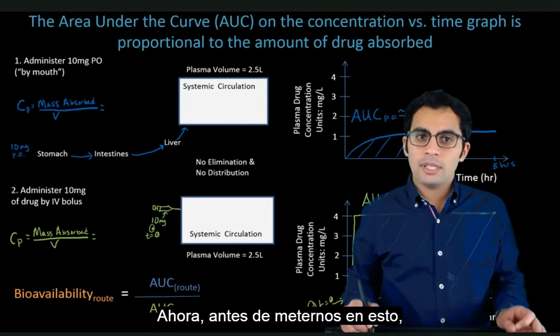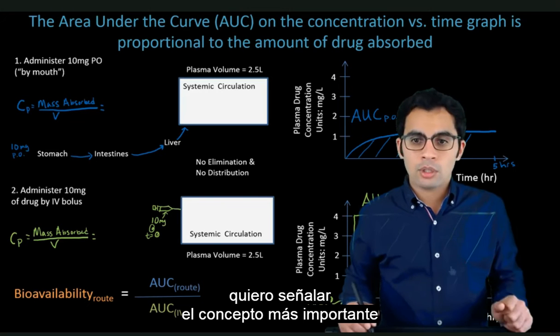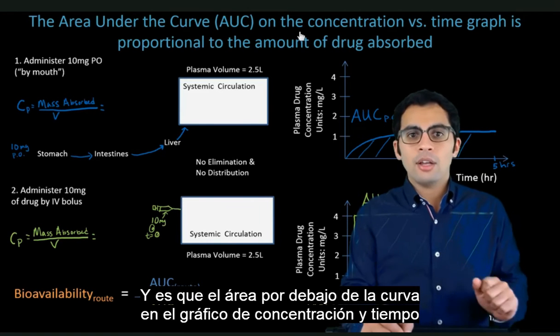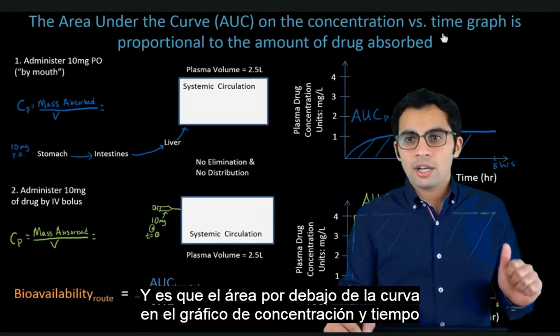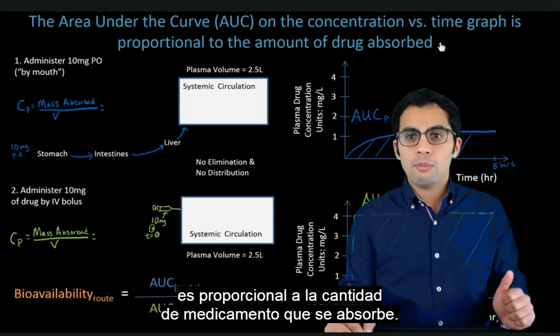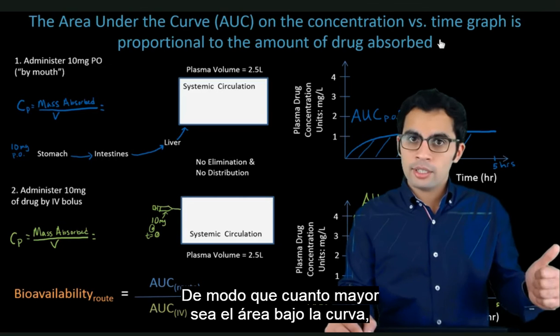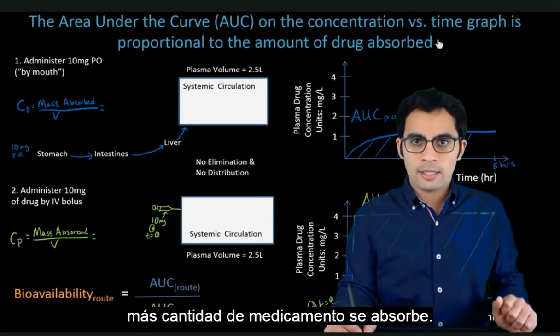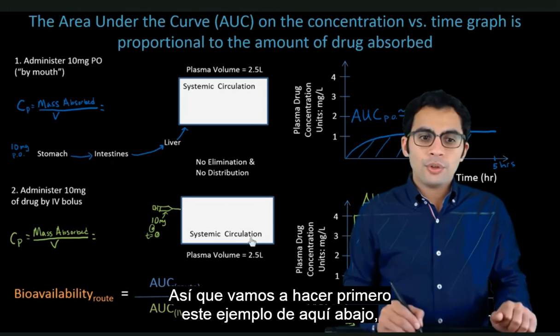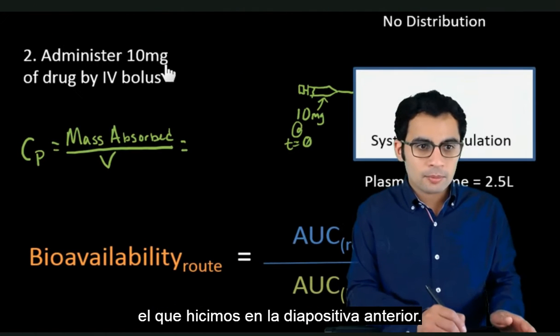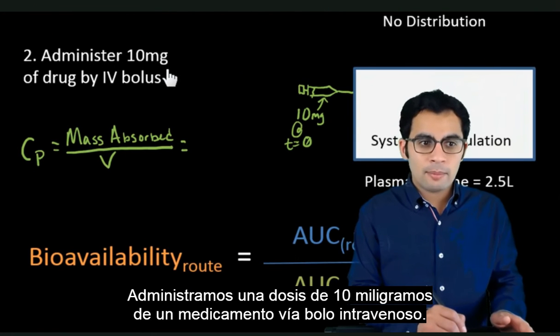Now, before we jump into this, I want to just point out the most important concept here that you should walk away with, and that is the area underneath the curve on the concentration versus time graph is proportional to the amount of drug absorbed. So the larger the area underneath the curve, the more drug that is absorbed. So we'll first do this bottom example here, because we just did this on the last slide. We administered a 10 milligram dose of a drug via IV bolus.